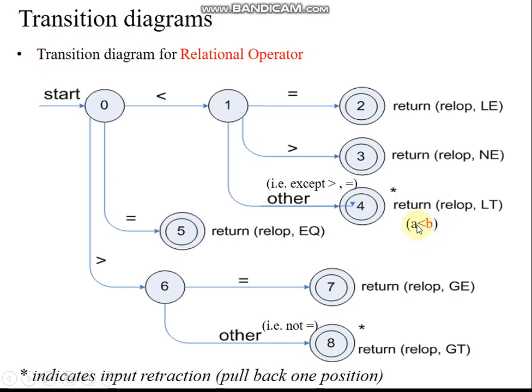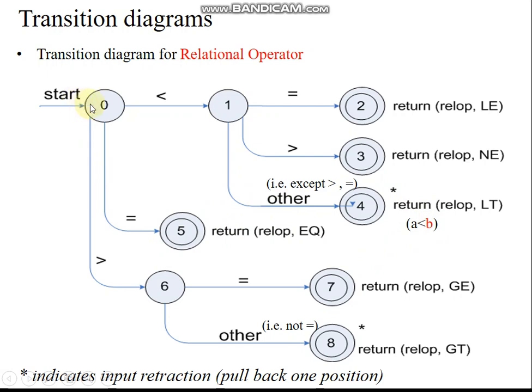So after A, the transition diagram will be at the 0th state. From there, over the less than, it moves to the first state. Then after the first state, there is an other symbol, that is B. So it is accepted. The relational operator less than is accepted, but now the pointer is at B, so it has to come back. That is why it is given as an other symbol. Less than is accepted, and it will come back one position, to immediately after the less than.